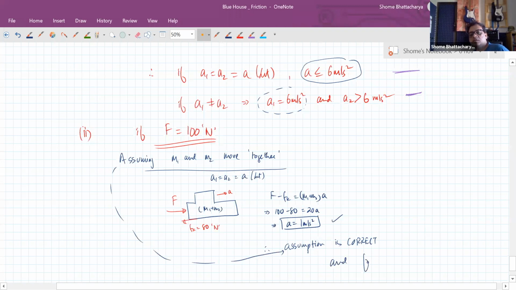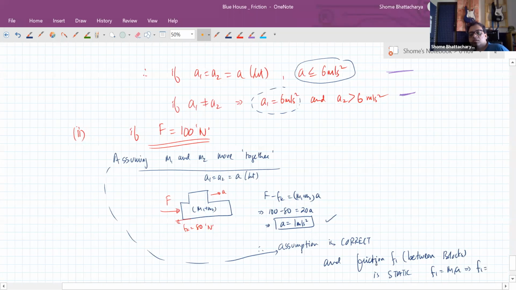Okay. And the friction F1 between the blocks is static friction. That F1 equal to M1 into A. You'll see that that amount of static friction acting for acceleration of 1 meter per second square will be only 5 newtons. Whereas the maximum static friction available to us was up to 30 newtons. So again, this is correct. We can see that to prevent slipping, the amount of friction needed, which is 5 newtons, is very much available to us, because up to 30 newtons of friction is available.